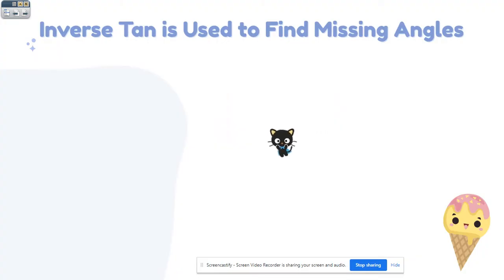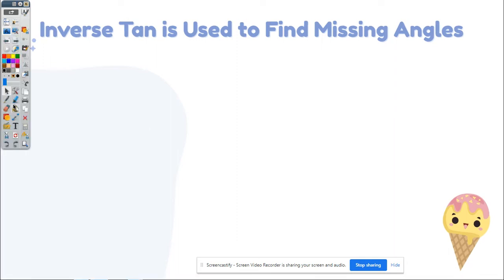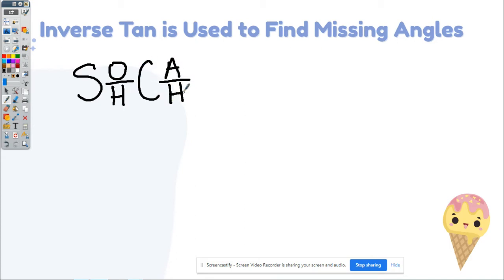So inverse tan is used to find missing angles. Let me show you what I mean. So I have here, in this space, written SOHCAHTOA. I just keep writing it so you can familiarize yourself with how to spell it. But as per usual, we're just going to focus on one of them today. We are just focusing on tan.